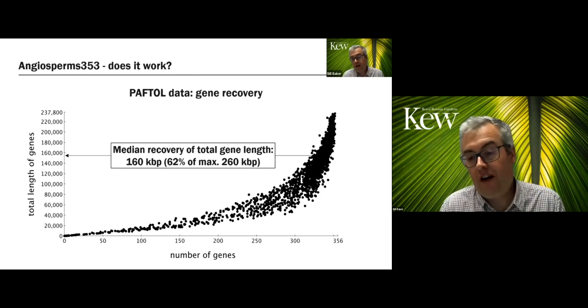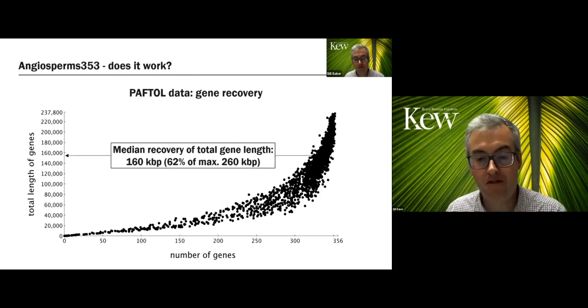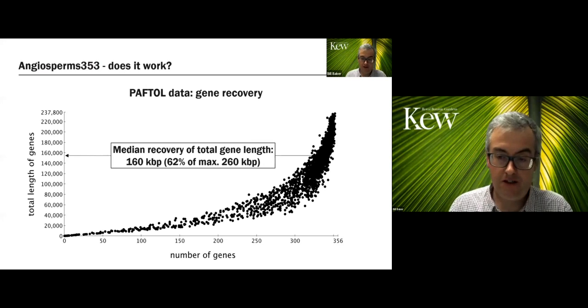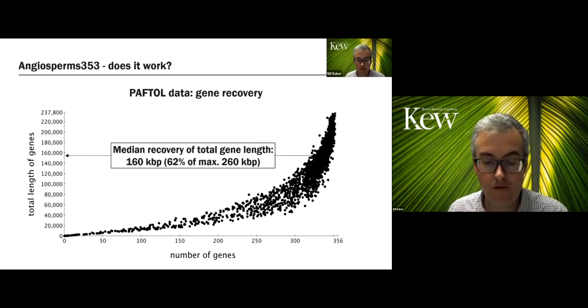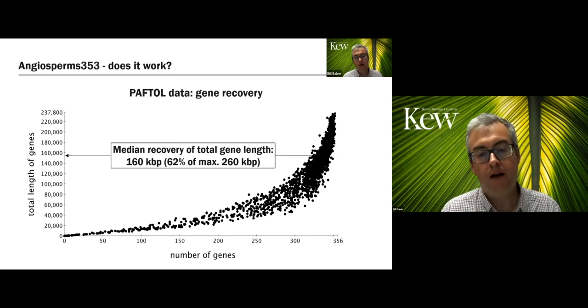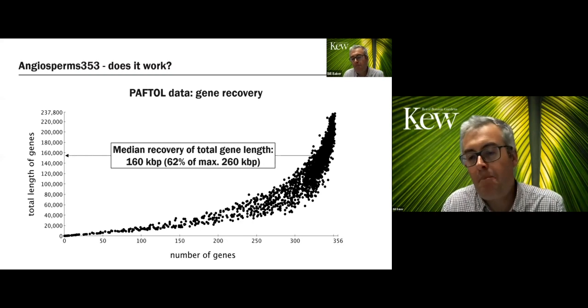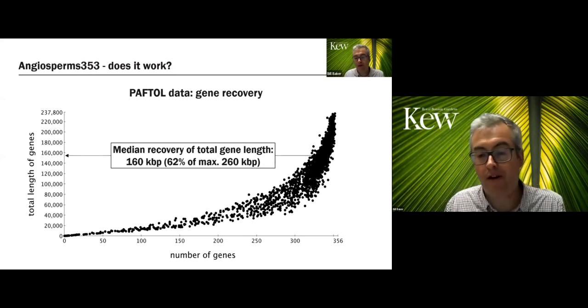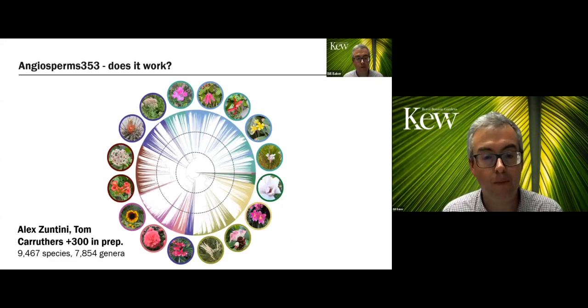We then just got stuck in and started cranking through samples here in Kew. This is just a crude plot, each dot representing one sample, with the number of genes that we recovered against the total length of those genes for each sample. And we found that we were pushing the median recovery up to around 160 KB. These are patchy data sets. When you look at a heat map of recovery, it looks like a tapestry of colors, but 160 KB is still a lot of data, and it turns out to be rather effective at doing its job.